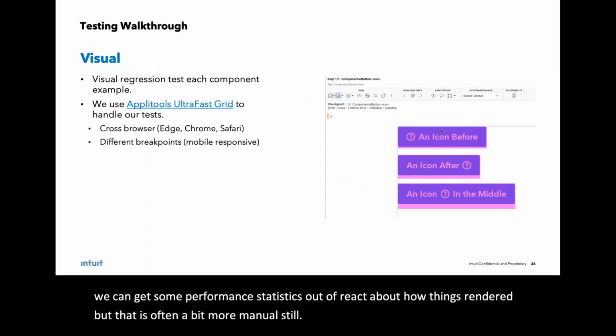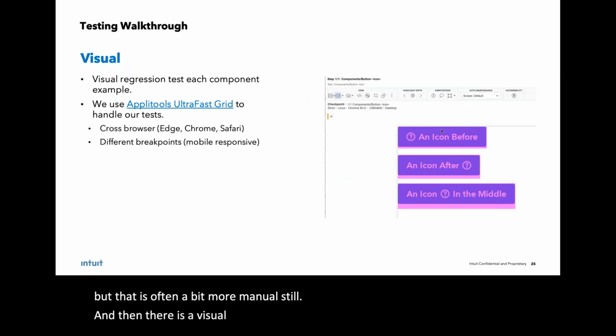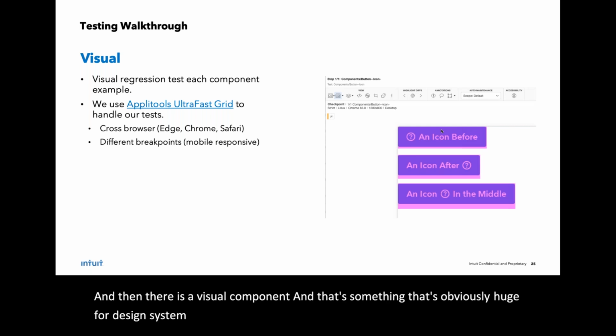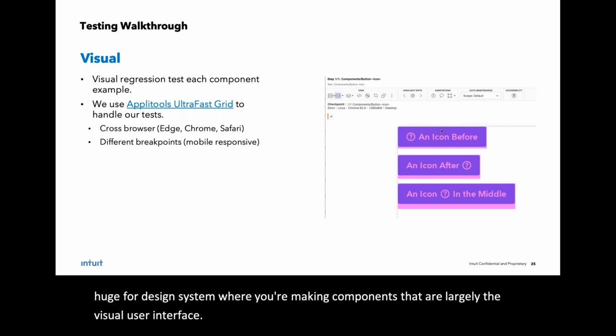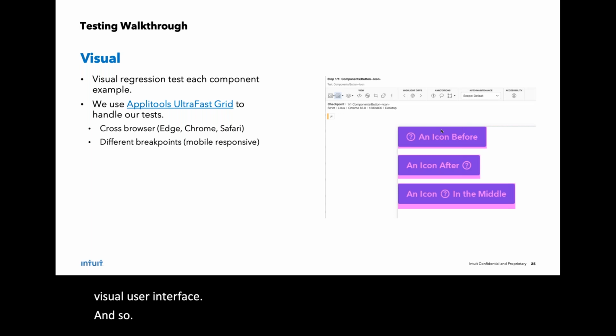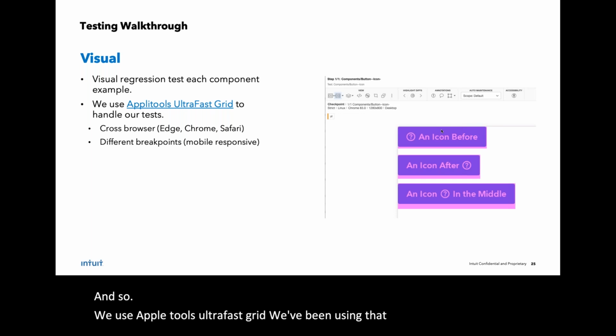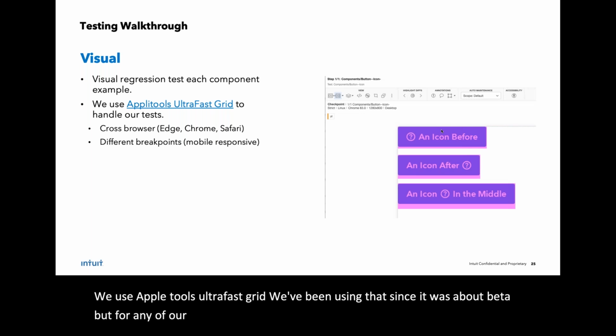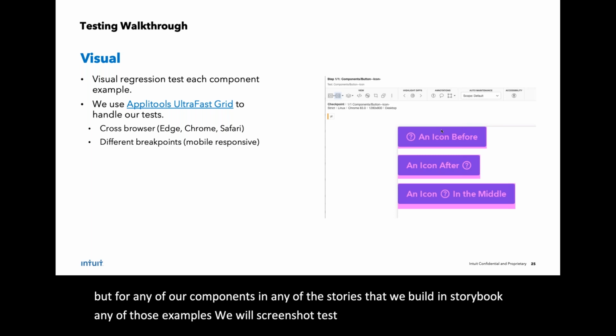And then there's a visual component, and that's something that's obviously huge for a design system where you're making components that are largely the visual user interface. And so we use Applitools Ultrafast Grid. We've been using that since it was about in beta. But for any of our components and any of the stories that we build in Storybook, any of those examples, we will screenshot test those in between changes.